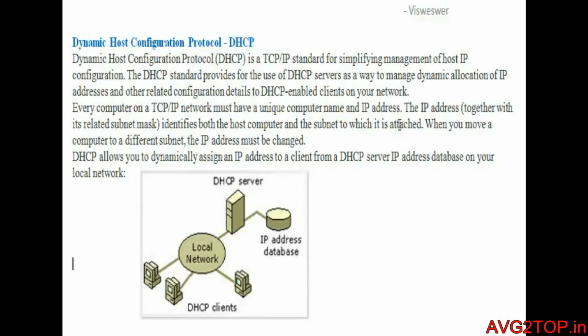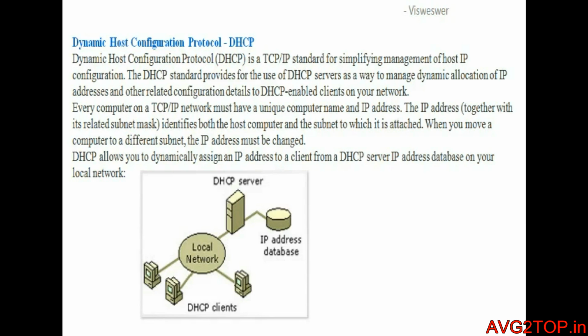Dynamic Host Configuration Protocol is a TCP/IP standard for simplifying the management of IP in the host computers. And we know that in a TCP/IP network there is a unique computer name and an IP address, also with a subnet mask. So here, dynamic host means automatic. Dynamic means automating. Host here means computer.